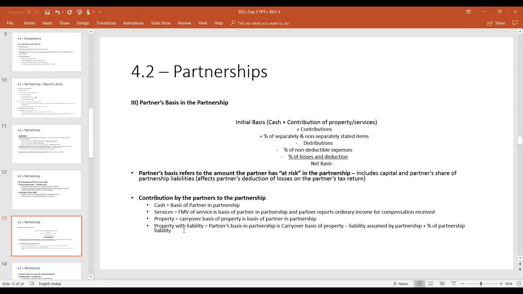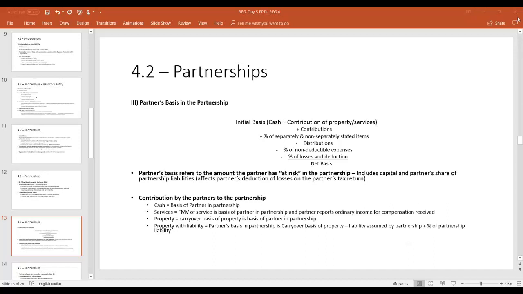But say you contribute property with liability. Now, what happens here? The partner's basis in the partnership is the carryover basis of the property minus the liabilities assumed by the partnership plus percentage of partnership liability.